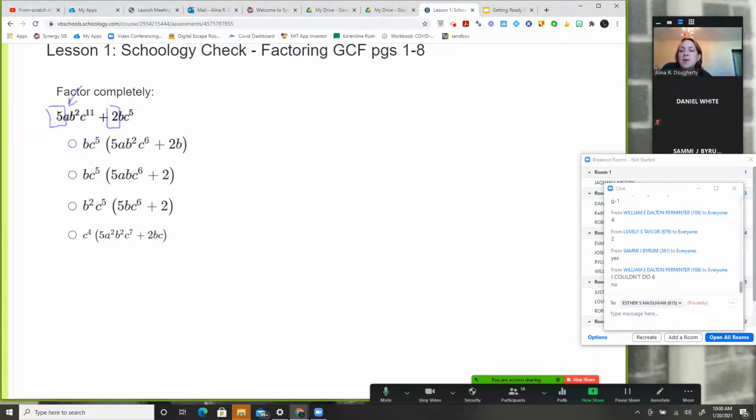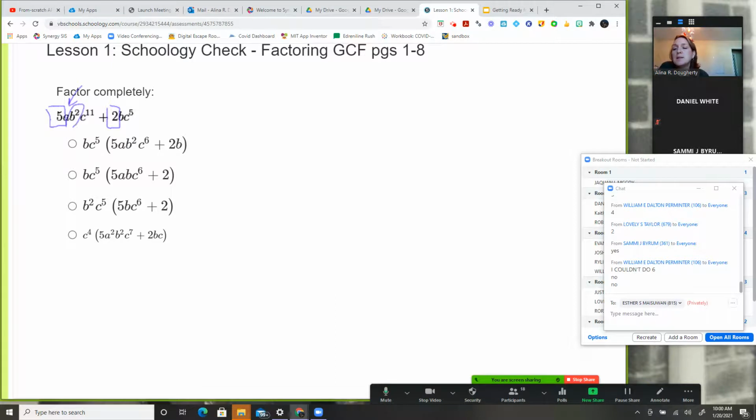So I've got an A here. Do I have an A in the second term? Again, the answer is no. So then I look at the B's. So my numbers didn't yield anything. The A didn't yield anything. What about the B's? I've got B squared and B. What's the smallest exponent for B squared and B? Just that B1? That's the smallest variable.